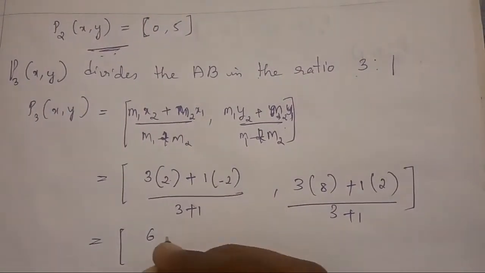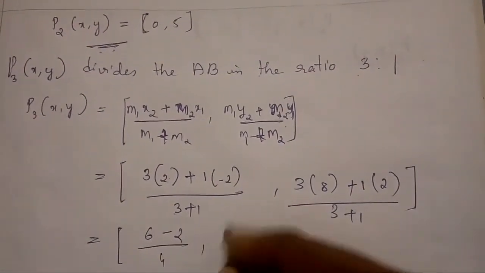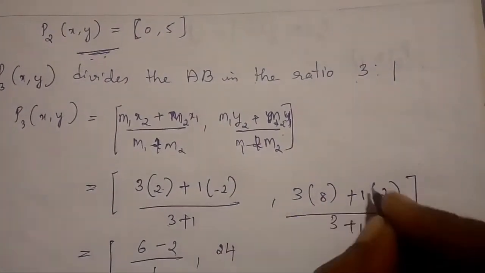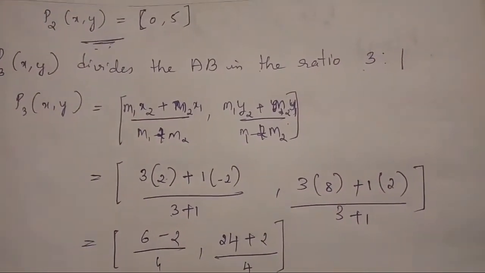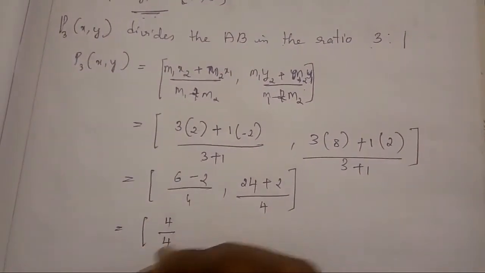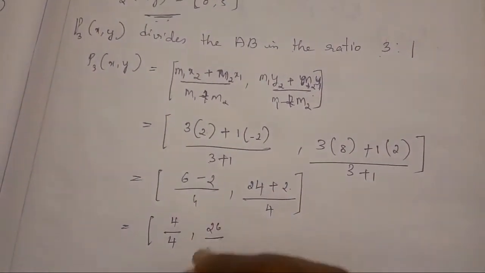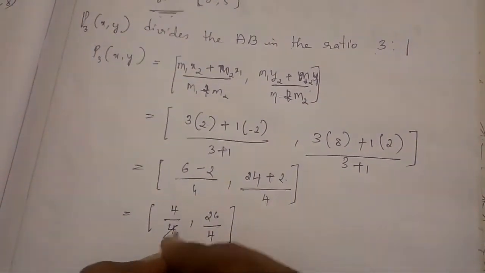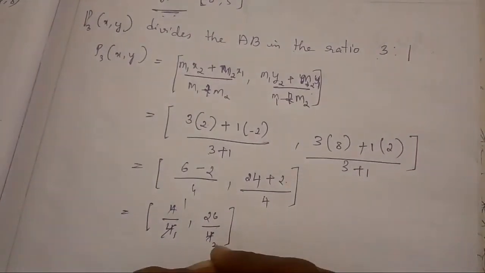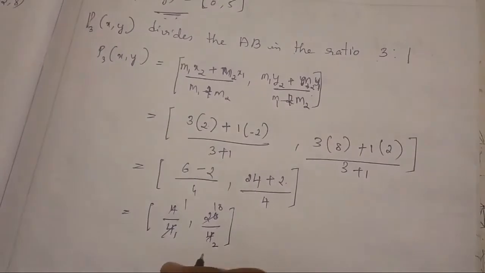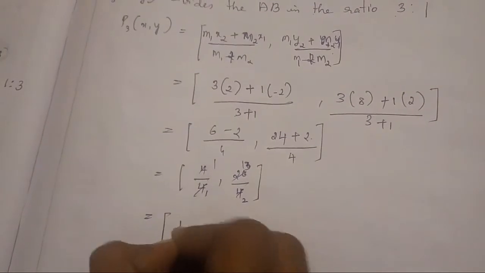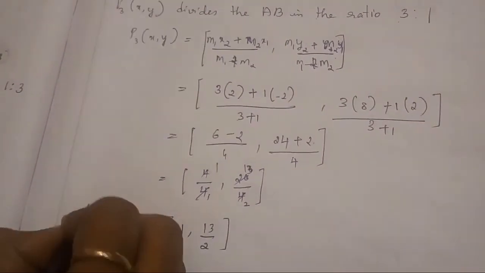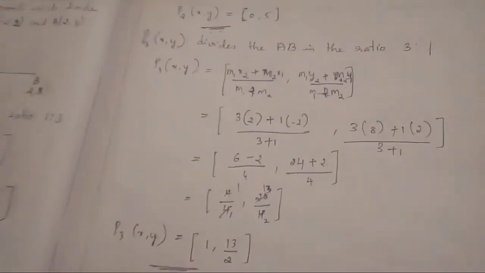Which is equal to 3 2s are 6, 1 into minus 2 is minus 2, 3 plus 1 is 4; 8 3s are 24 plus 2, 3 plus 1 is 4. Now 6 minus 2 will be 4 by 4, then 24 plus 2 is 26 by 4. Here the 4s get cancelled, and 26 by 4 gives 13 by 2. We remain with 1 comma 13 by 2, that is P3 of x comma y is equal to 1 comma 13 by 2, hence solved.